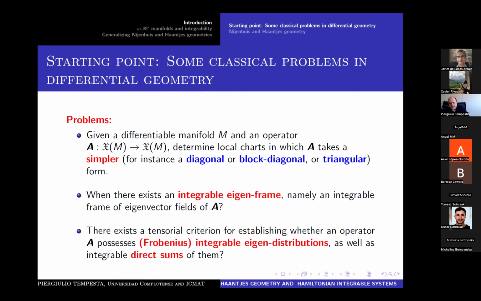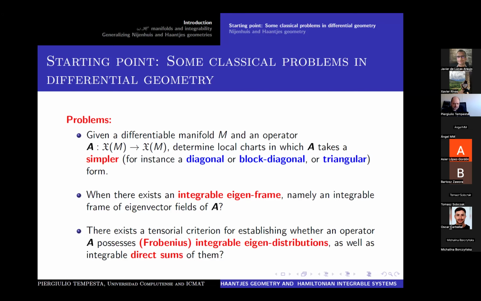So if I have an operator, meaning a one tensor field, of course, defined on a manifold M, we wish to construct local charts in which A takes a simple form, where simpler could be diagonal, of course, it would be the best possibility, or block diagonal, or triangular. Let's say, indeed, a more tractable form for the application. So this can be defined as the problem of the normal forms of an operator, right?